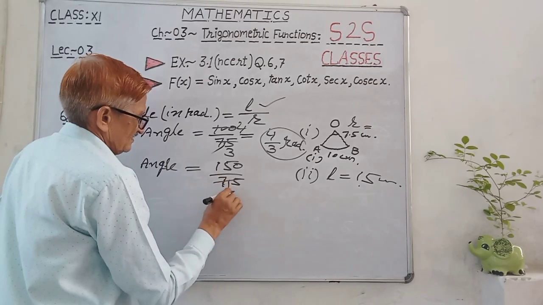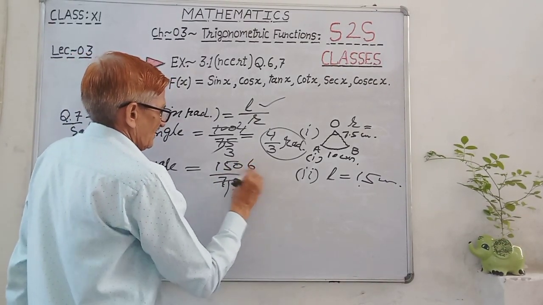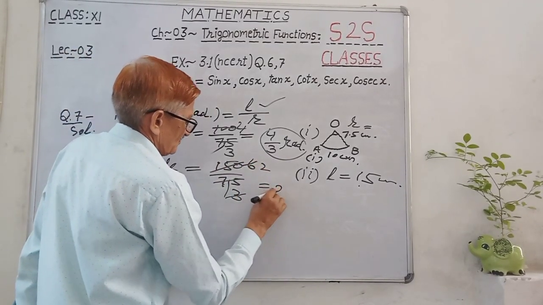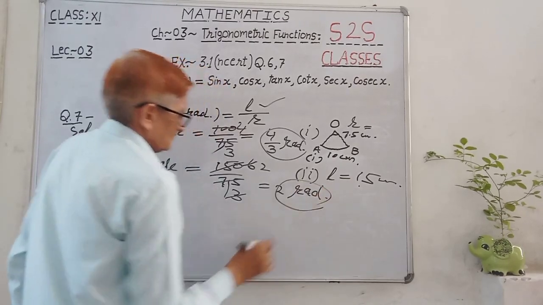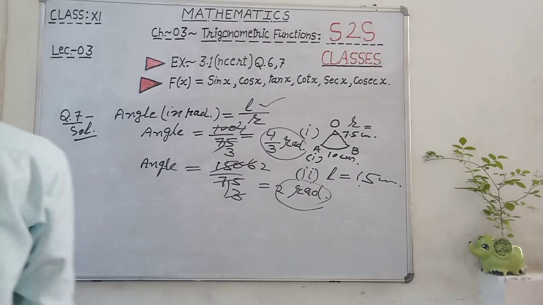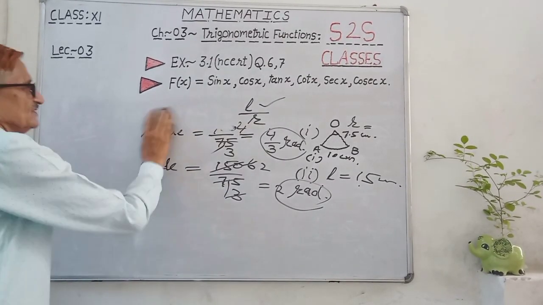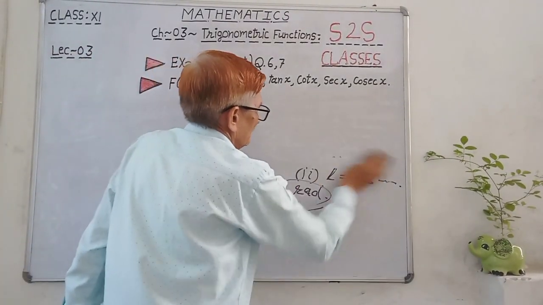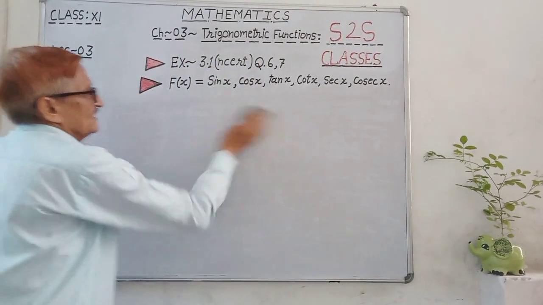25 threes are 75, 25 sixes are 150, 3 twos are 6, then 2 radian. Answer. Similarly, you can do the third also. Now this exercise is completed. Now, trigonometric functions.